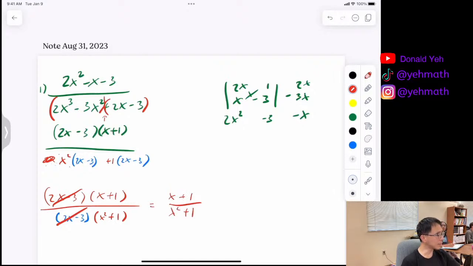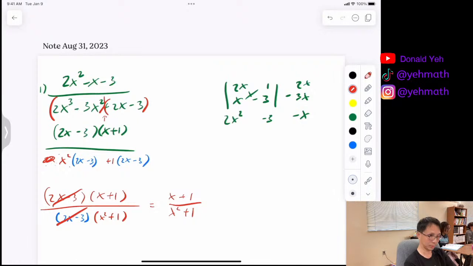Now can anything else cancel here? The 1? No, they cannot cancel. Because if you factor out a negative, then there will be negative x squared minus 1. That's not really a difference of squares. So nothing can simplify from here. That's it.